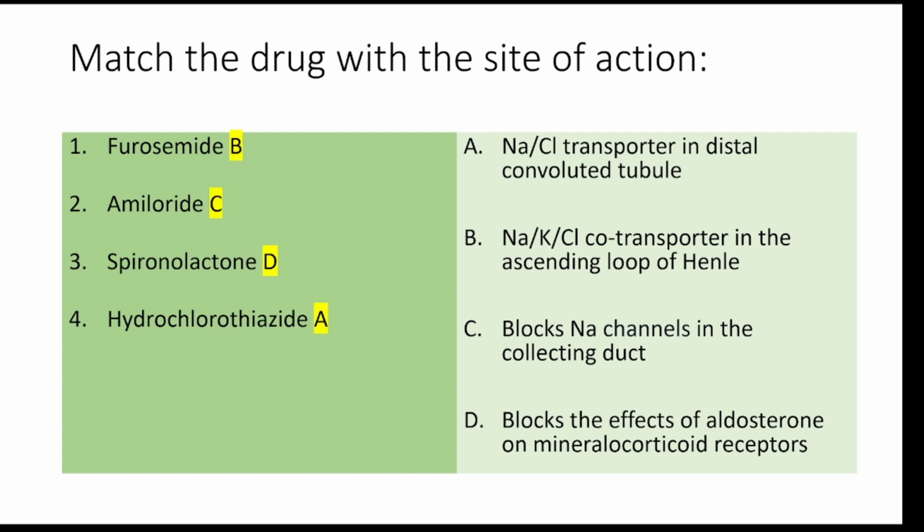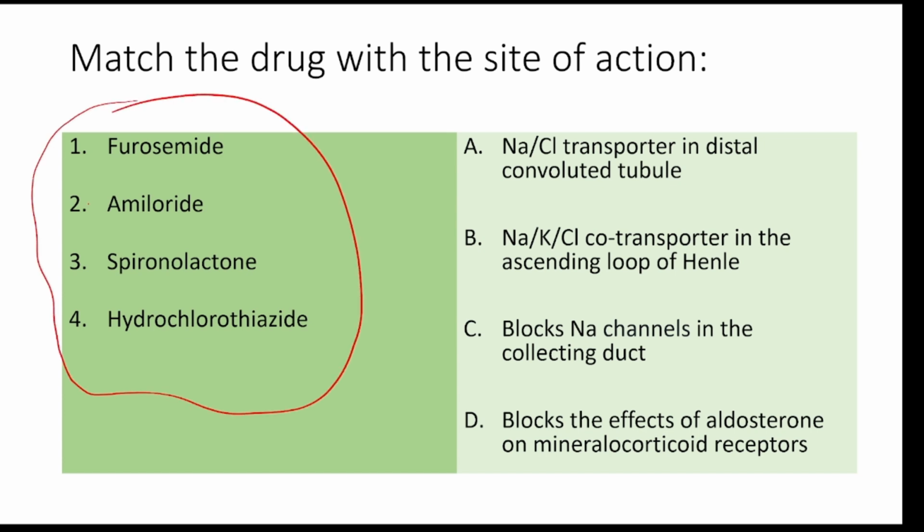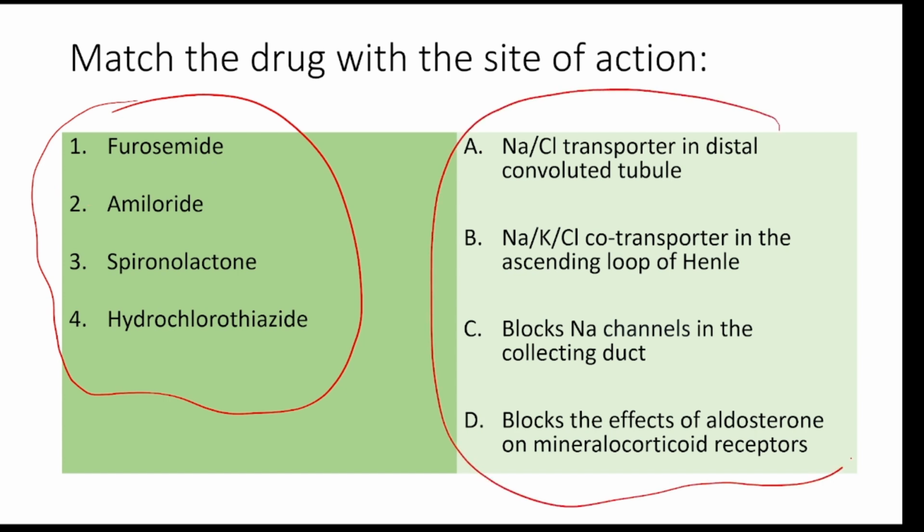Okay, now we have matching. We have a matching exercise with drugs, and we are going to work together to solve this. In the first column we have the diuretic name, and in the second column we have the description of the mechanism of action. So we are looking for the mechanism of action. This medication works on the sodium chloride transporter in the distal convoluted tubule.